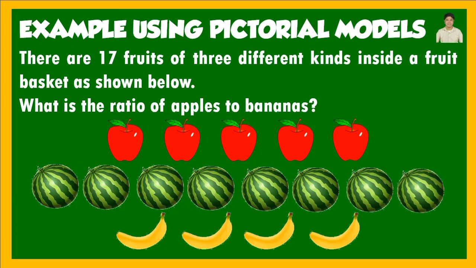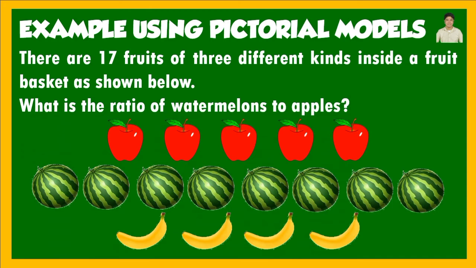So, the number of apples is 5. And then, the number of bananas is 4. So, apples to banana, sulat natin 5 is to 4 in word form. In colon form, 5 colon 4. And then in fraction form, 5 over 4. These are all correct. Depende lang kung paano yung paraan na nakabigay kapag sinusulat natin yung ratio.